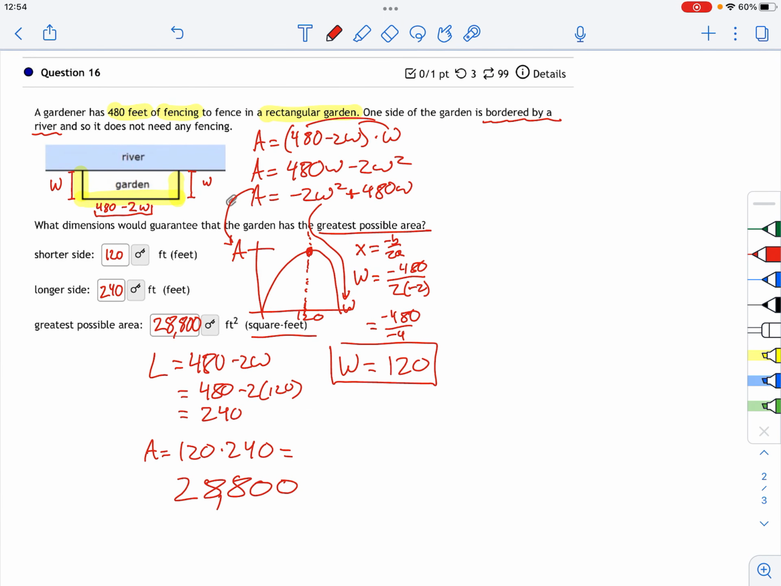So again, the idea is we're looking to get a quadratic equation, because quadratic equations make parabolas, and parabolas have maximum values if they're upside down or minimum values if they're right side up.